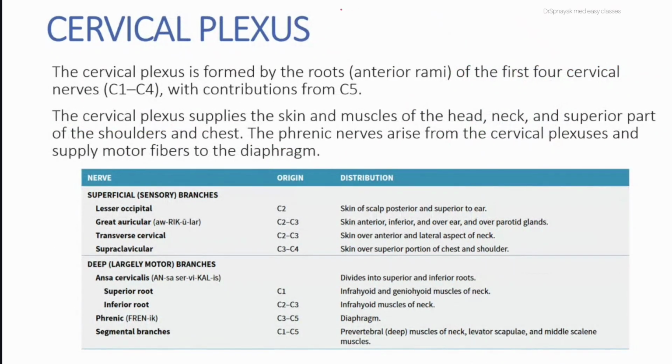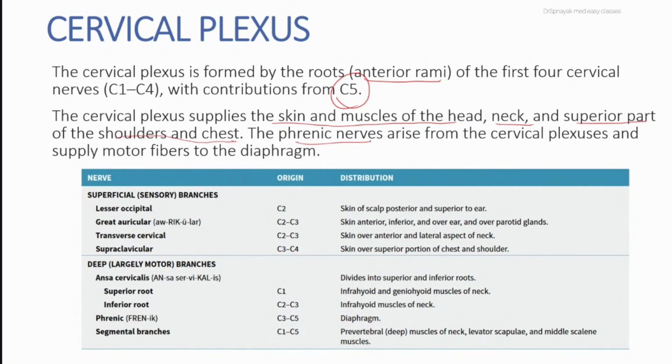Now, as we learned about the plexuses, these are the networks that are formed from different spinal nerves. So the first is the cervical plexus. It is formed by the roots or the anterior rami of the first four cervical nerves, which is C1 to C4, and there are contributions from C5. The cervical plexus supplies the skin and muscles of the head, neck, and superior part of the shoulders and chest.